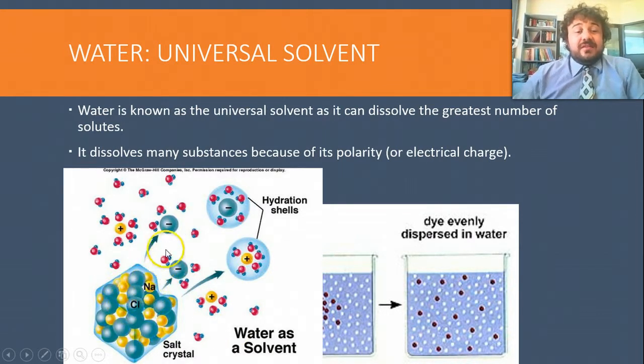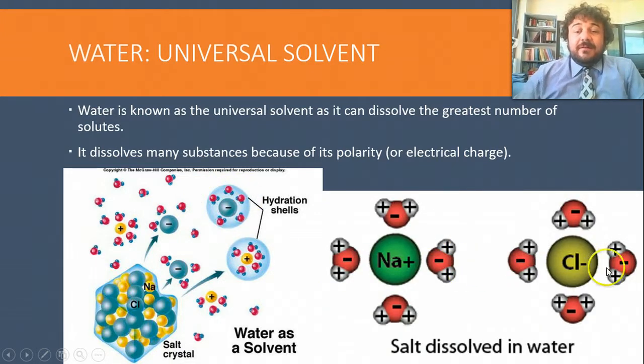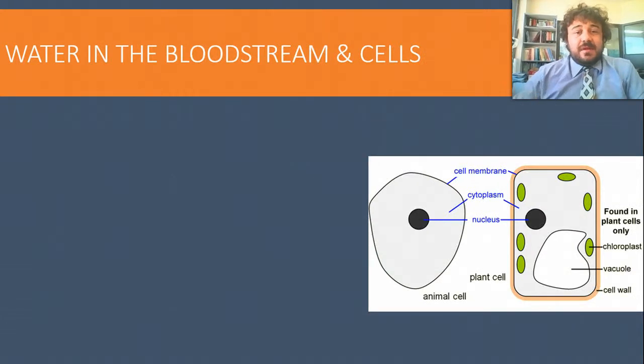So when the salt gets in, salt breaks apart into a positive ion and a negative ion. Cool. And you can see that the positive ends gather around, this one will show it better. The positive ends gather around the negative ion, and they form a little barrier. The negative ends gather around the positive ion, and they form a little barrier. And that's how something dissolves. All right. So water as a solvent is really important.